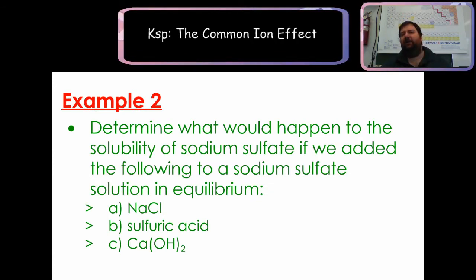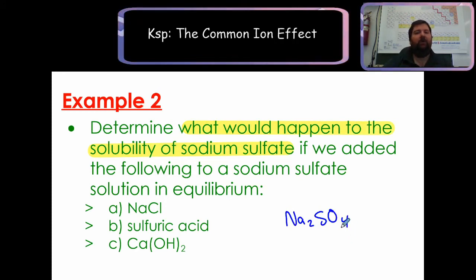Let's try our understanding out. We're going to look at what would happen to the solubility of sodium sulfate. Now remember, sodium sulfate is Na2SO4. What would happen to the solubility of sodium sulfate if we added the following? If we added sodium chloride, sulfuric acid, and calcium hydroxide. Now we're not adding them in all at once. These are 3 different problems that we're going to investigate one at a time. Let's start with sodium chloride.